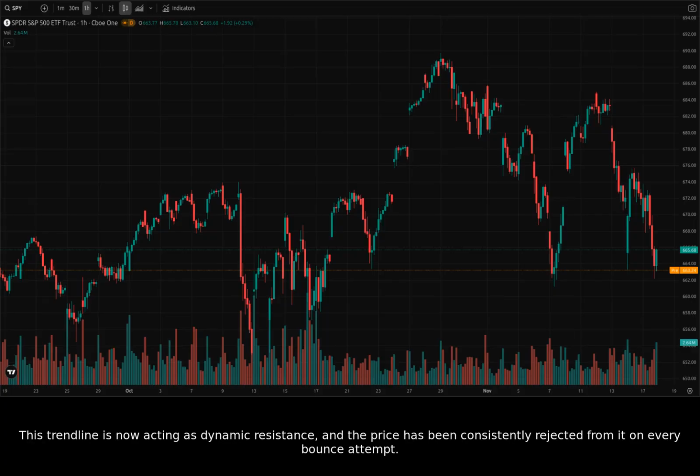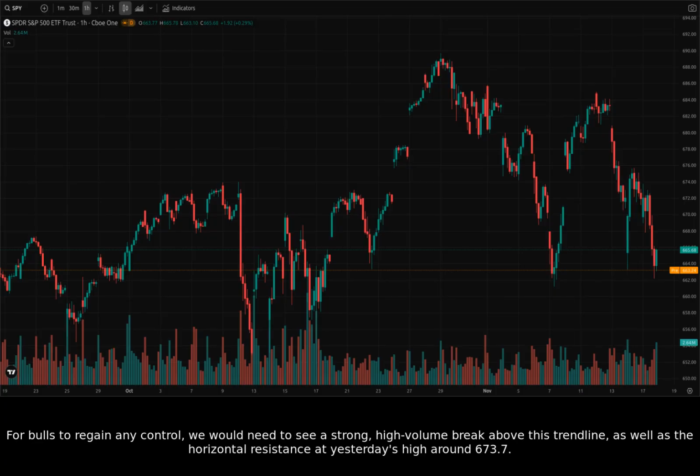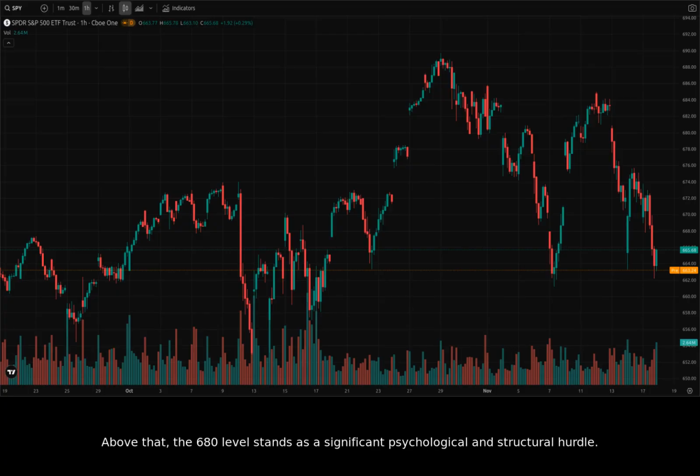This trend line is now acting as dynamic resistance, and the price has been consistently rejected from it on every bounce attempt. For bulls to regain any control, we would need to see a strong, high-volume break above this trend line, as well as the horizontal resistance at yesterday's high around 673.7. Above that, the 680 level stands as a significant psychological and structural hurdle.